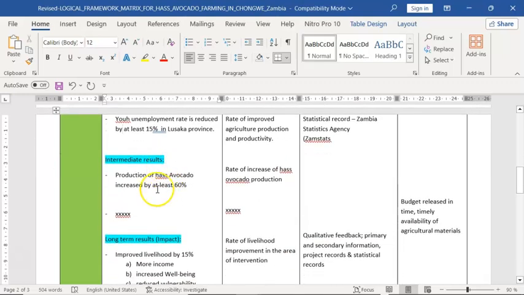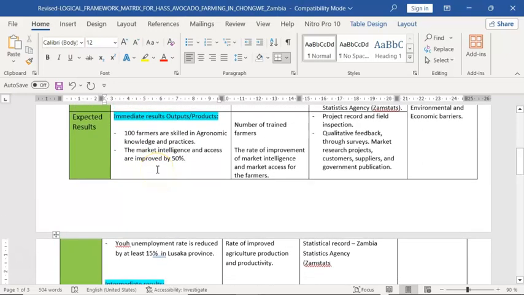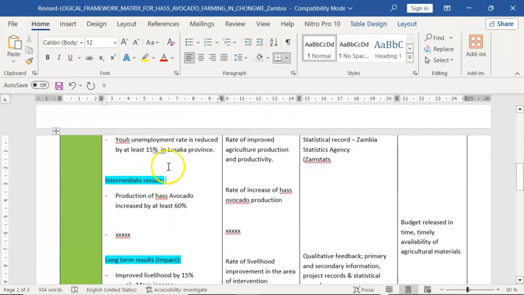Then comes intermediate result. Intermediate result means you know the problem that you are dealing with, that you are solving. So you have the first result, the immediate result. Now the question is, what are those immediate results? Are they going to contribute? How are they going to produce other results, which become the effect of the first result? Of course, the 100 farmers are skilled, they are trained. The market intelligence is improved, and youth unemployment rate is reduced.